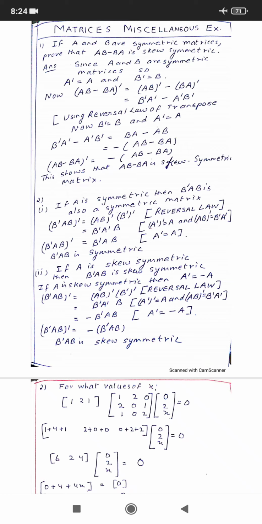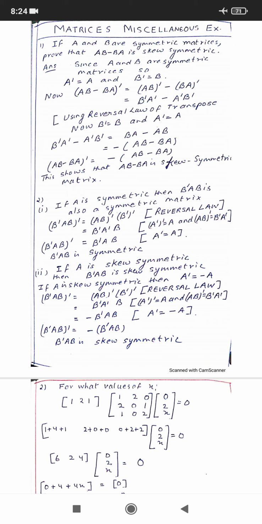Good morning, students. Today we are starting with the miscellaneous exercise of matrices. If A and B are symmetric matrices, prove that AB minus BA is a skew symmetric matrix.